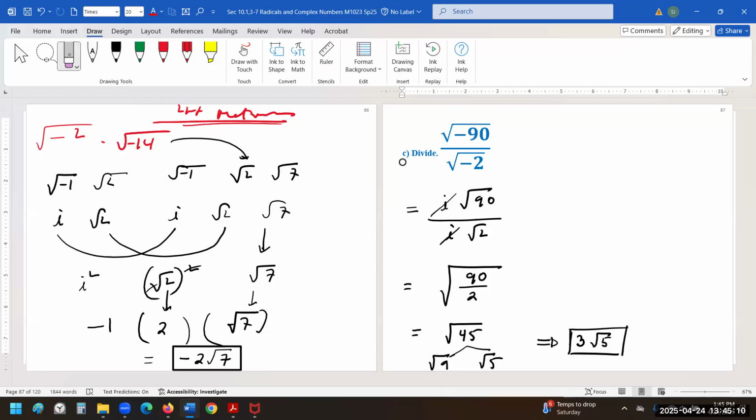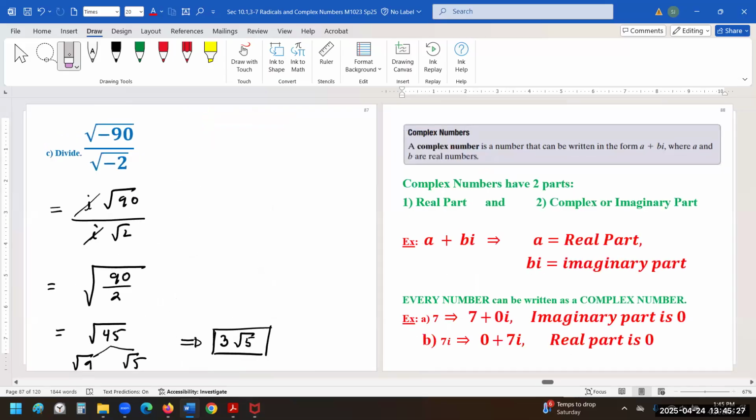So see, when you divide two imaginary numbers, you get a real number. When you multiply two imaginary numbers, you get a real number. So it's like negative: if you have negative and negative, they turn into positive. Like imaginary turns into reality.